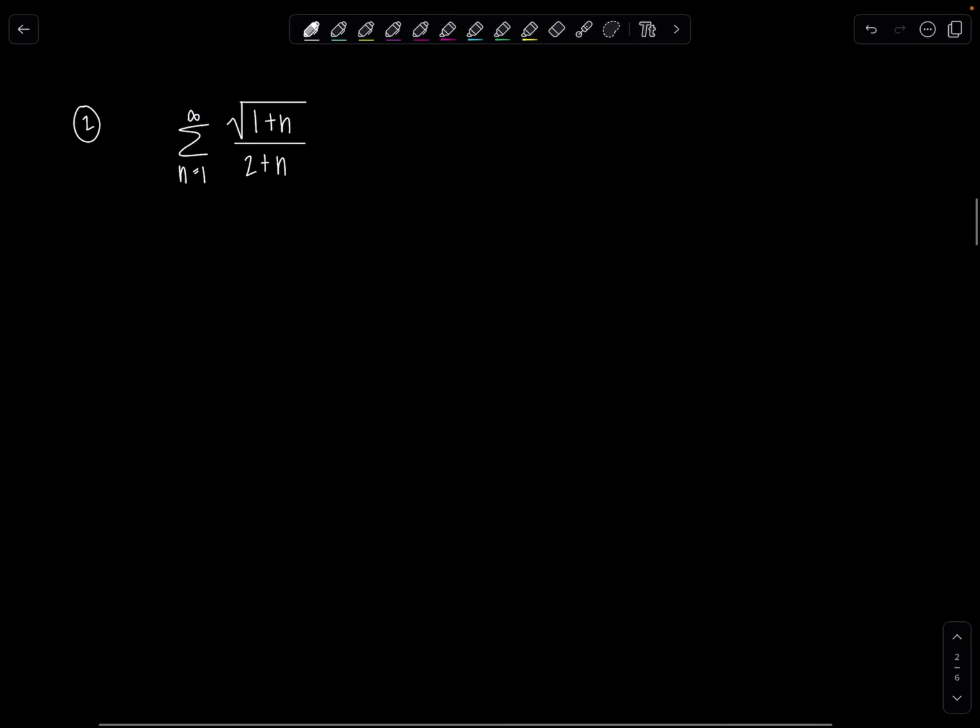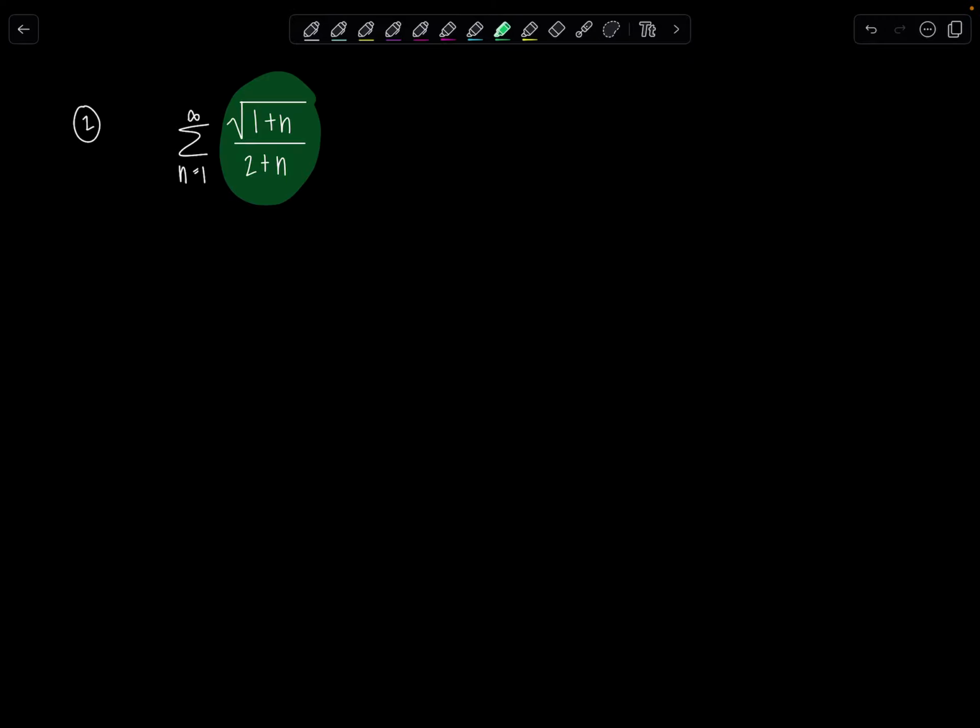All right, number 2, we have the sum, n equals 1 to infinity, of the square root of 1 plus n over 2 plus n. All right, so think of this as all a_n. What should b_n be? Well, let's see. What's the highest degree term in the numerator? I have square root of n, basically, right? Who cares about the 1? Sorry, 1. We're not worried about you. We've got square root of n up top, and then we have just plain old n in the bottom. If you simplify that, you're going to have 1 over the square root of n.